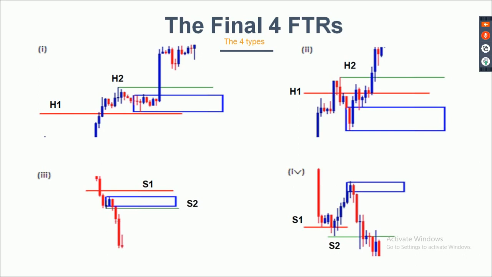So these are the 4 final FTRs that we generally talk of: the 2 demand FTRs and the 2 supply FTRs. There is nothing like 2, it's only 1. It's purely based on where the zone is formed, which is insignificant in our case. Yes, Amit.